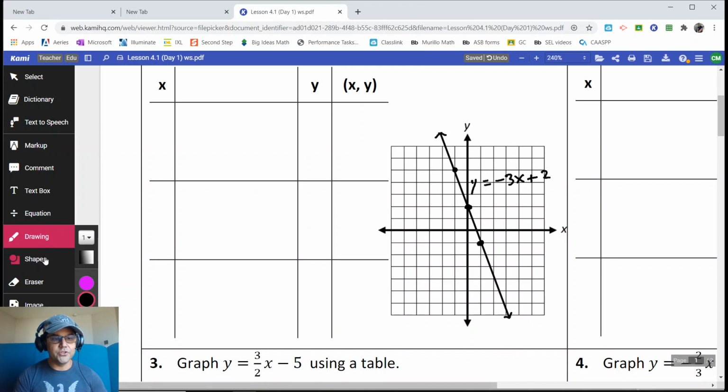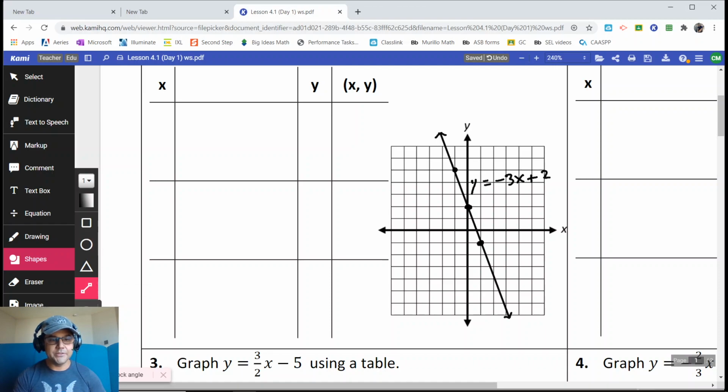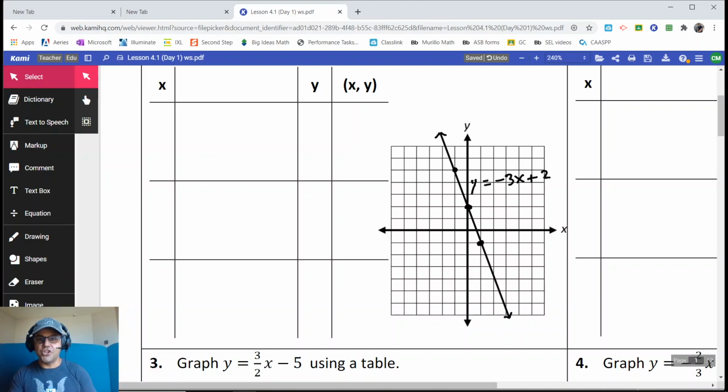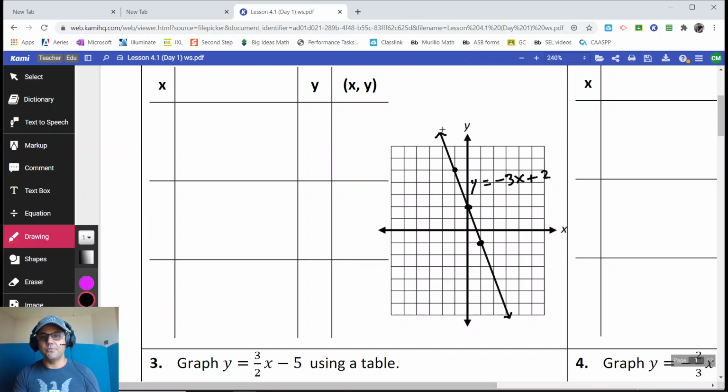So remember, you're going to do the drawing tool for your dots first. You're going to go to shapes for your line. Just make sure it's an actual color. And you're going to make your line. We did the select tool to adjust our line. If it wasn't lined up perfectly with those dots, we can move it around just a little bit. Then we go back to our drawing tool and we do our arrows. And then we put our equation there. And again, you can back up the video and watch that again if you need to.